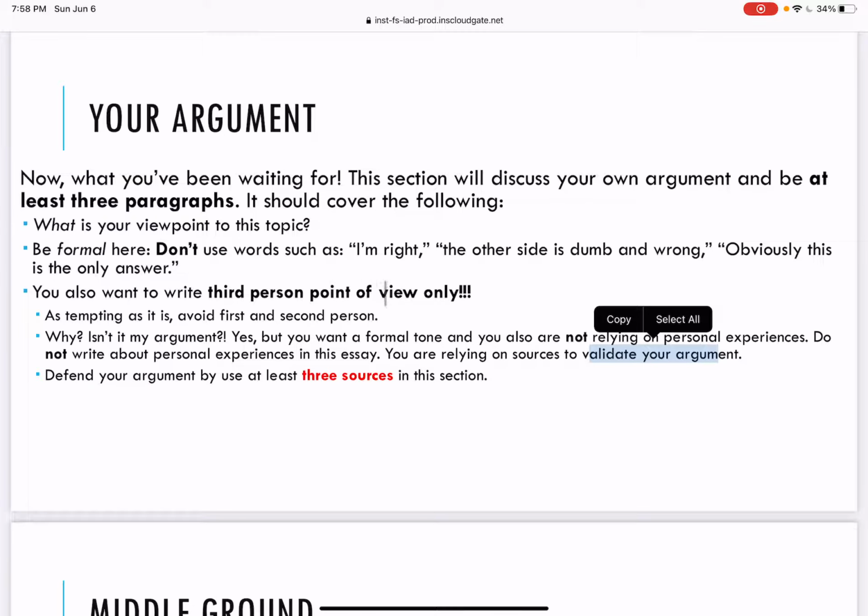You also want to avoid you because it points to the audience directly and it's informal. Defend your argument by using at least 3 sources in this section of paragraphs, in the argument paragraphs. 3 sources at least or more. Why? Because you need to validate your argument. So this is the only place in the essay where your sources will be used.